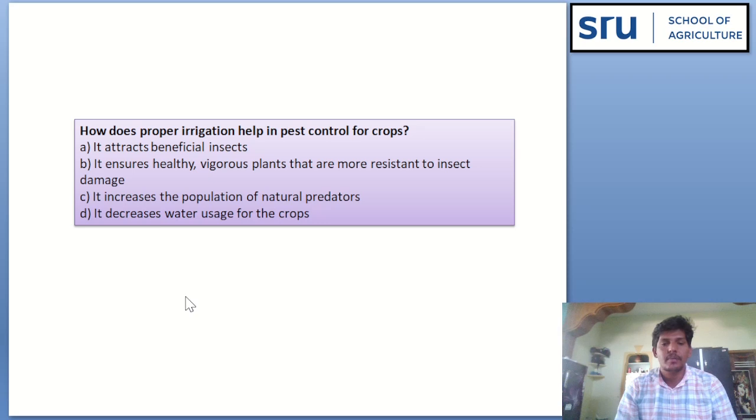How does proper irrigation help in pest control for crops? A: It attracts beneficial insects. B: It ensures healthy, vigorous plant growth that is more resistant to insect damage. C: It increases the population of natural predators. D: It decreases water usage for the crop. Here the correct answer is B.